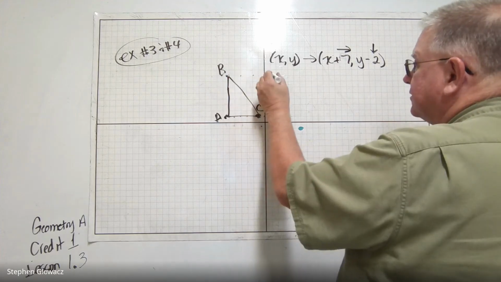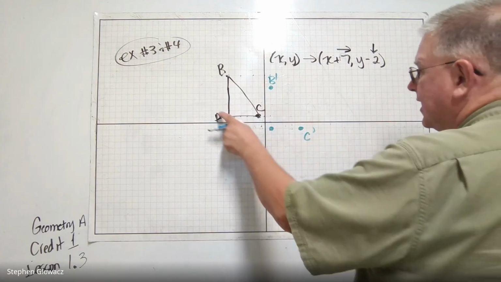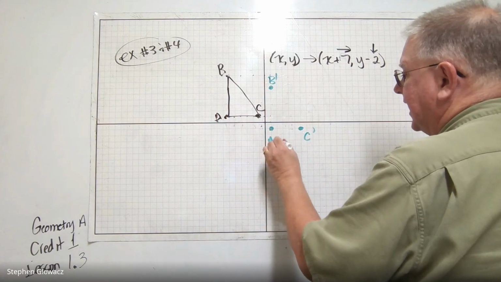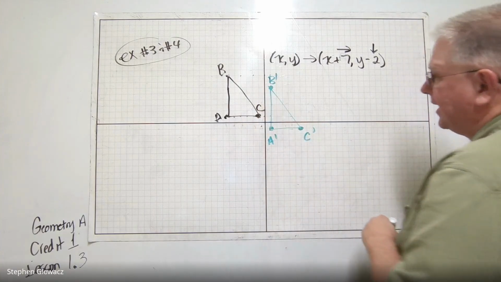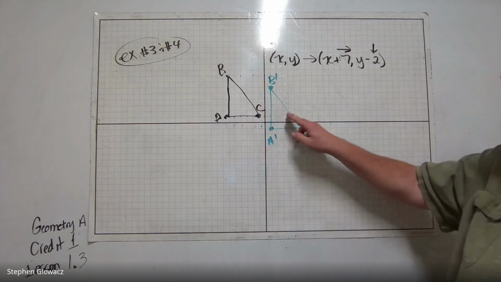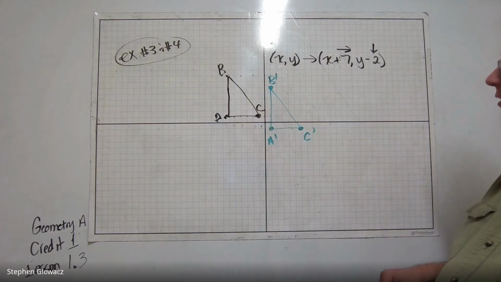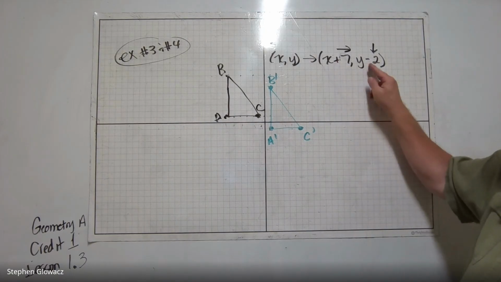We're going to label those appropriately. This was B, so this is B prime. This was C, so this is C prime. And this was A, so this is A prime. And we're going to connect those points. If we did everything right, we should have a congruent figure, the same size and shape as our original figure, except that it was moved 7 units to the right and 2 units down.